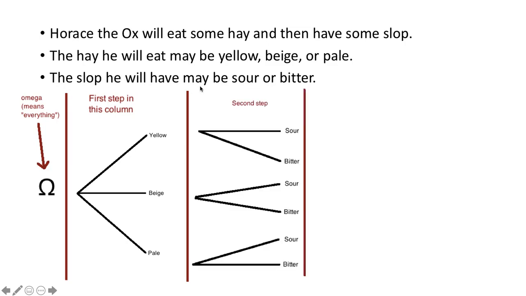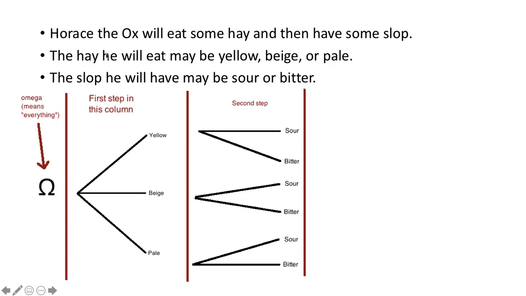The second step, each of these possibilities, like if he eats yellow hay, he might from there end up subsequently eating the sour slop or the bitter slop. If he eats the beige hay, again, that also has two possibilities. They're the same two possibilities that are showing up here. So that makes sense, right? If he eats the beige hay, he might end up with sour slop. He might end up with bitter slop. If he eats the pale hay, he might end up with sour slop. He might end up with bitter slop.